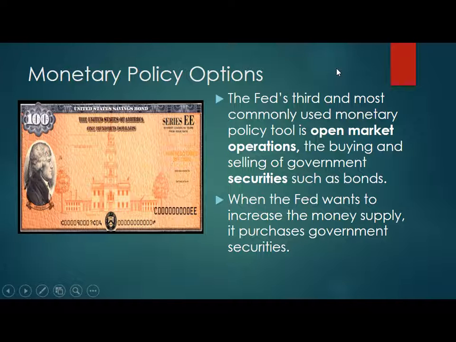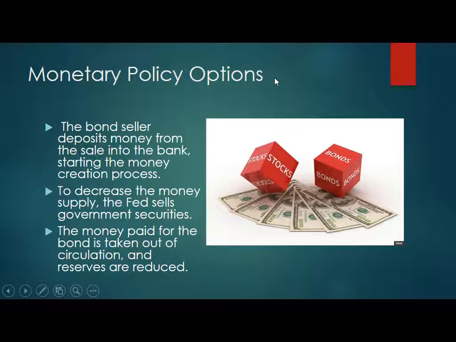The Fed's third and most commonly used monetary tool is the open market operations. That's the buying and selling of government securities, such as bonds. When the Fed wants to increase the money supply, it purchases securities. The bond seller deposits money from the sale into the bank. The bank loans that money out, and we have the money creation process. To decrease the money supply, the Fed sells the government securities.